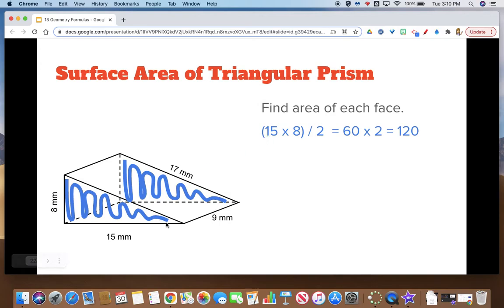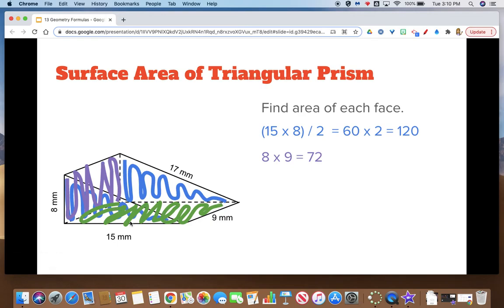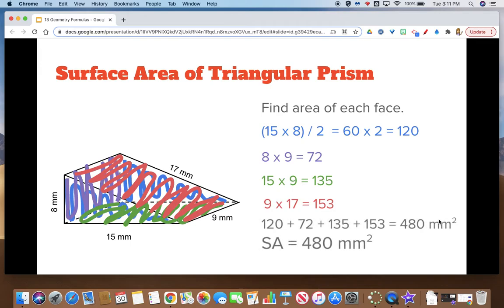So I take 15 times 8, base times height, and divide by 2. I get 60 for one triangle. So if I have two triangles, I'm up to 120 for their areas. The rest of the shapes on this prism are rectangles, so I don't need to divide by 2 for the rest. To find area of this back rectangle, I could take 8 times 9 to get 72. To find area of this bottom, I would take 15 times 9 to get 135. And to find area of this top rectangle, 17 times 9, which gives us 153. After I find area of all the different sides, I could add that together to get my final surface area, which is 480 millimeters squared.